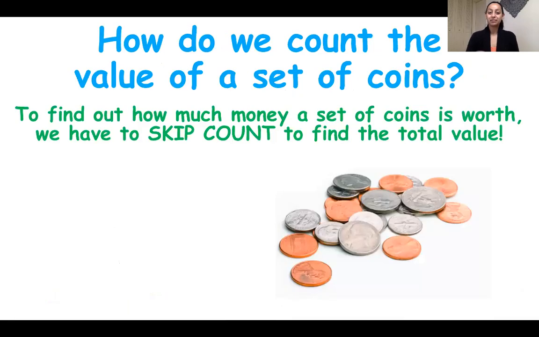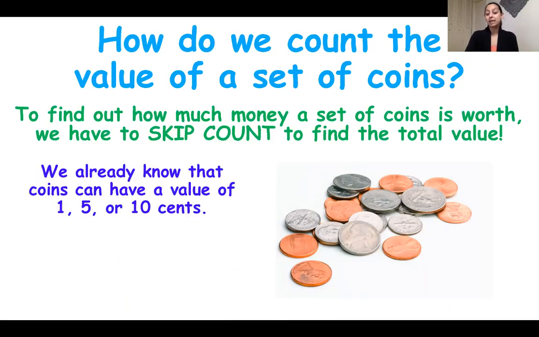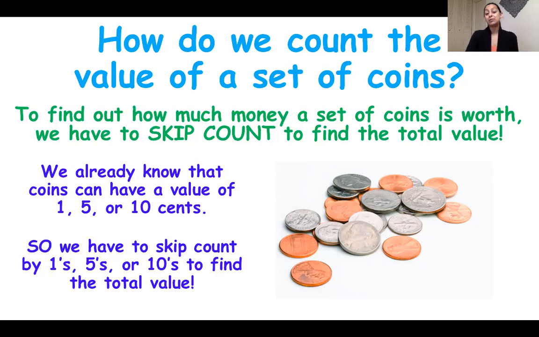Now, how do we count a set of coins to find its value, right? If you have a bunch of coins like this, and you want to know how much that's worth, you have to be able to count the coins. And in order to count the coins, we have to be able to do it correctly to get the right value. So we already know that coins can have a value of 1 cent if it's a penny, 5 cents if it's a nickel, or 10 cents if it's a dime. So that means we have to skip count by ones, fives, or tens to find the total value. The way to find the value of a total set of coins is by skip counting.